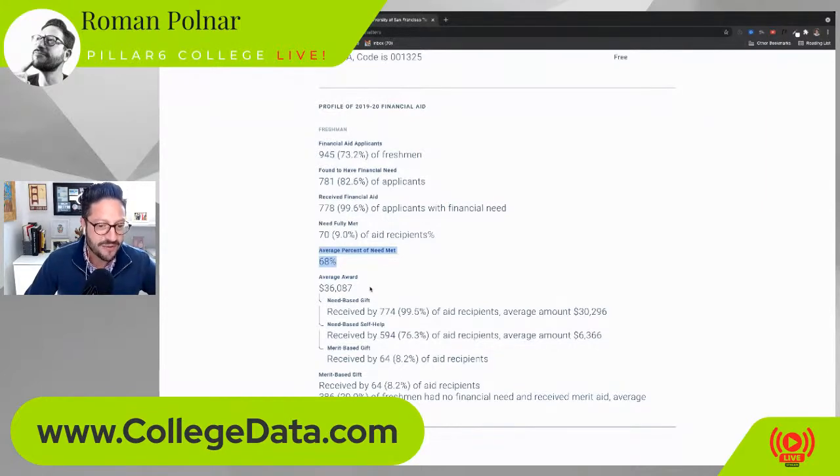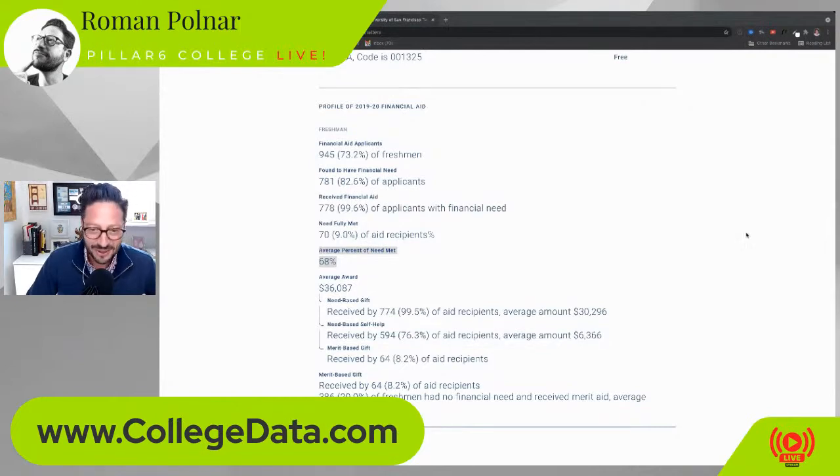So if you remember that formula, cost of attendance minus your expected family contribution equals the need. Just to make the numbers really easy, let's say I'm applying to a college that costs $50,000 and my expected family contribution is 10,000. Well, I'd be eligible on paper for 40,000 of financial aid. But if I'm applying to this school that only meets 68%, I'm not going to get all of that 40,000. I'm only going to get 68% of that 40,000.